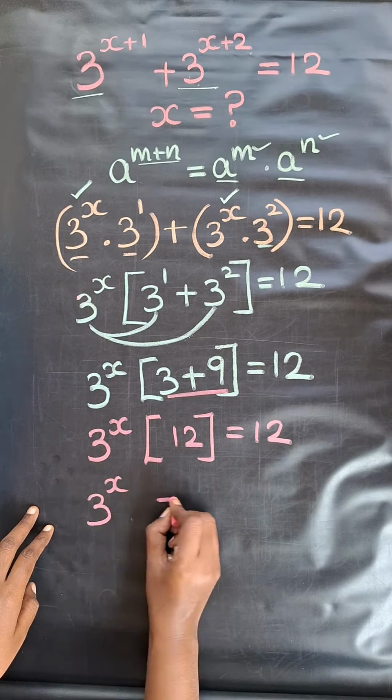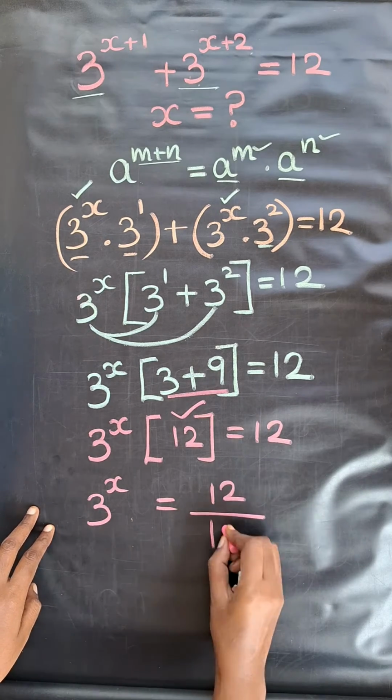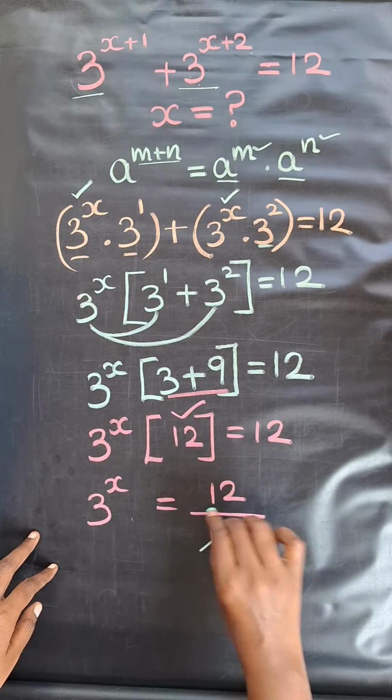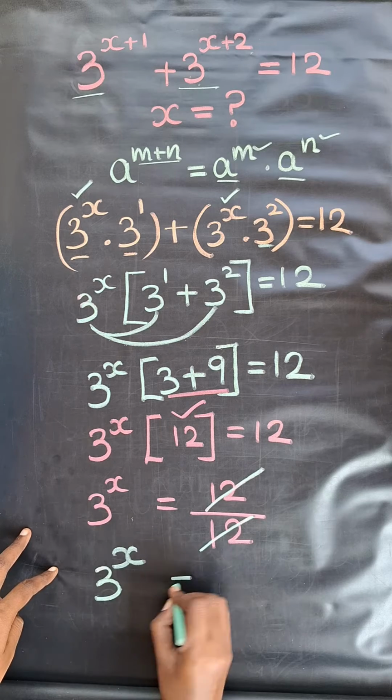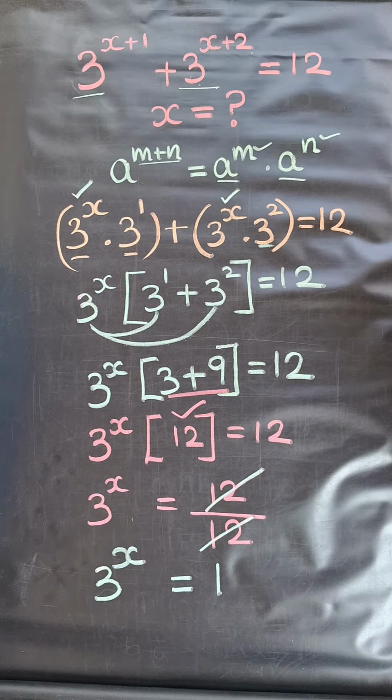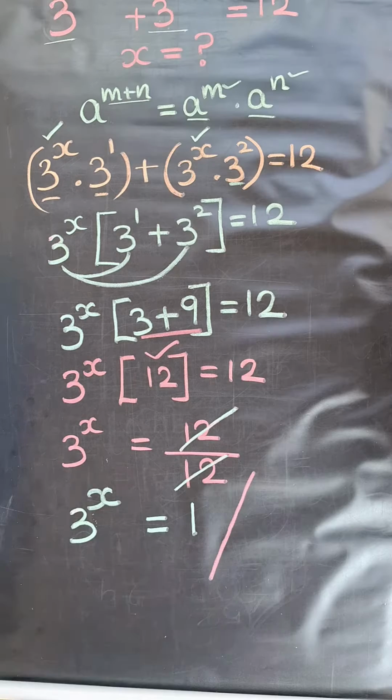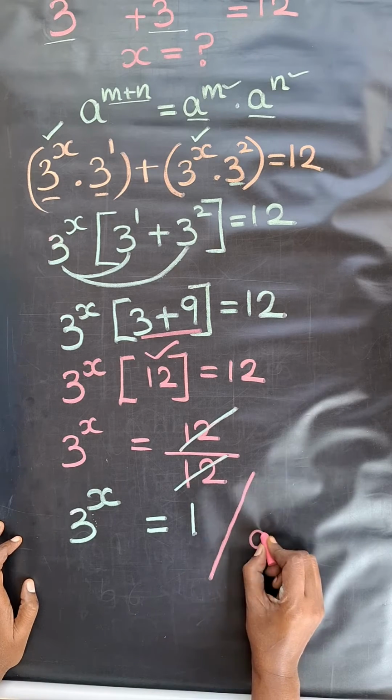If you transpose 12 on the other side, it will be 12 by 12. If you cancel that, you will get 1. In order to find the value of x, we need to make the bases same so that we can compare the powers. But we have 1 here.